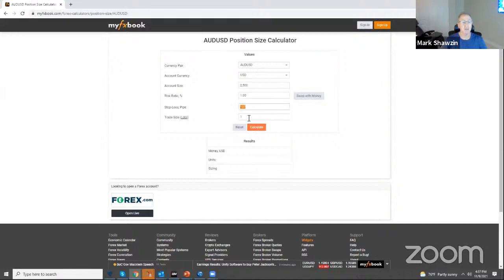And so now, this is one lot equals 100,000 units. So you should be using a tenth of one lot, which is 0.1, which is like a mini lot. And then you hit the calculator button. One lot equals 100,000 units, so 0.1 should equal 10,000.